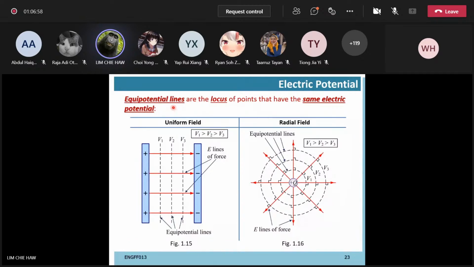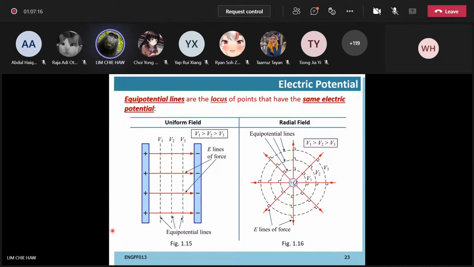This is actually the line or locus of points where you have the same electric potential. Let's start with the uniform field. Let's look at it carefully, right?